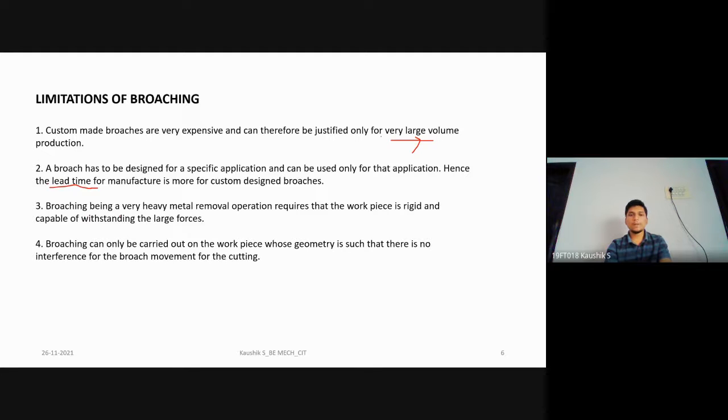Broaching is a very heavy metal removal operation. It requires the workpiece to be held very firmly and rigidly, and the workpiece must be able to withstand the very large forces involved during the cutting operation. Broaching can only be carried out on a workpiece whose geometry is such that there is no interference for the broach movement during the cutting operation.